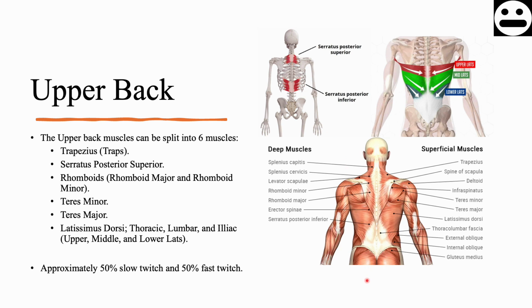Your traps are right here. This muscle here extends all the way down here. And your rhomboids are here as well. As you can see, teres minor is around just here, this small part. Teres major is right here. And yeah, that's pretty much it. And they are usually 50% slow twitch and 40% fast twitch.